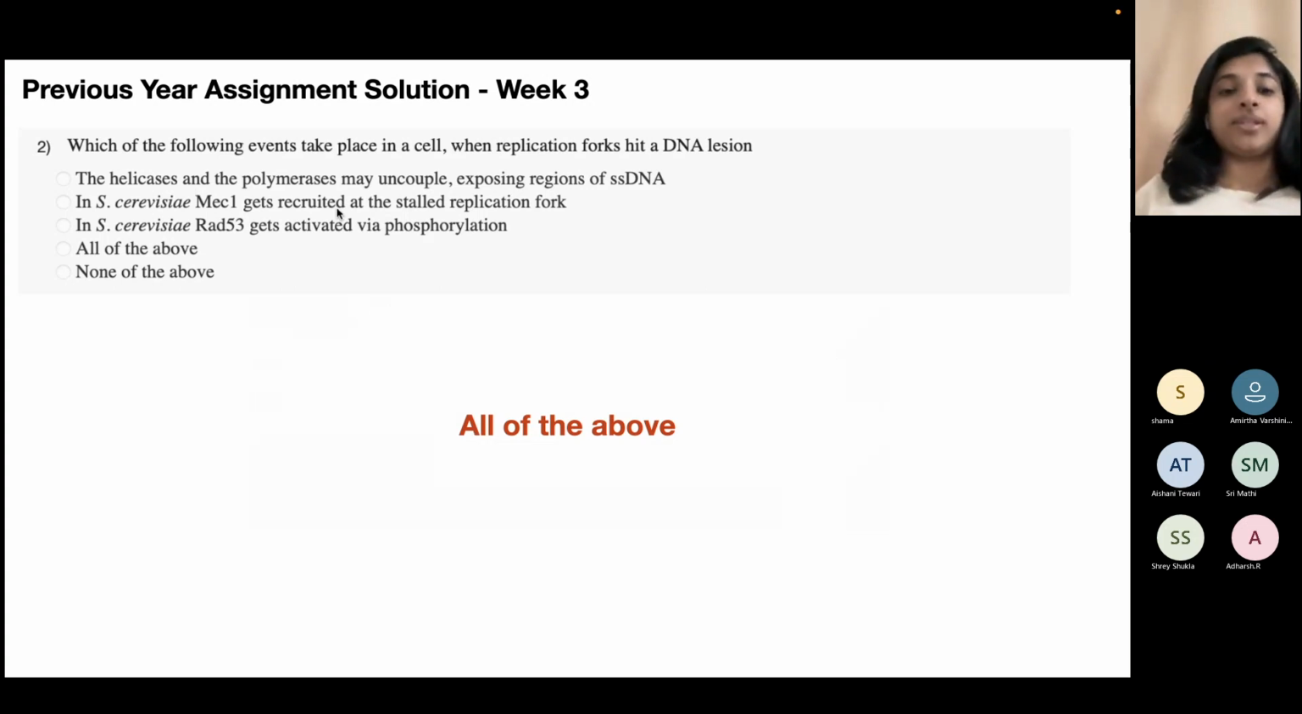In S. cerevisiae, MEC1 gets recruited. In S. cerevisiae, RAD53 gets activated via phosphorylation. And the helicases and polymerases will leave the replication fork so as to expose regions of single-stranded DNA that can later be accessed by DNA repair proteins that will come in and correct whatever error was there in the first place. So the answer to this question would be all of the above.